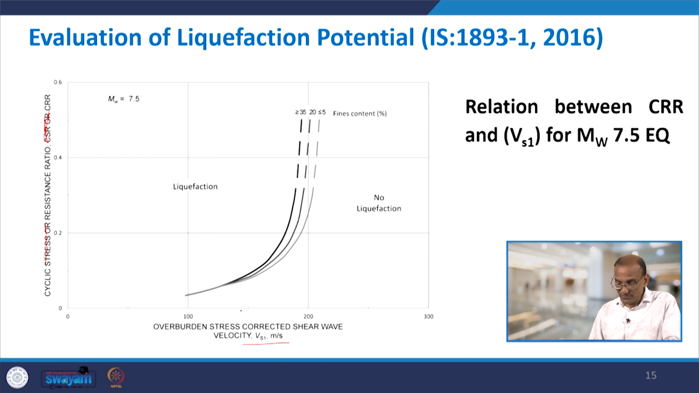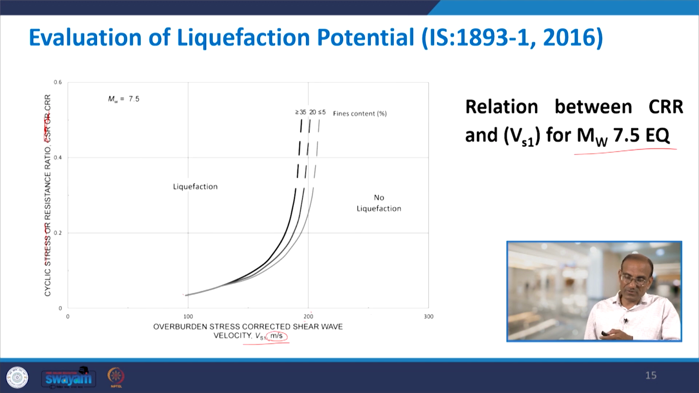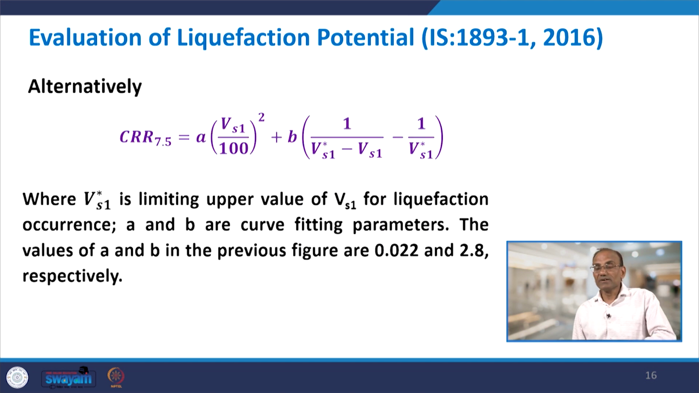Once you read Vsn, note that it is not dimensionless, it is in meter per second. Between 100 and 200 the values rise gradually, and if shear velocity goes beyond 200, then the value of CRR increases exponentially, which is expected. The result you read from this chart is CRR for a 7.5 magnitude earthquake. If you need to calculate for another magnitude, you need to apply a correction factor. Alternatively, CRR 7.5, rather than being read from this chart, can also be calculated from this relation.